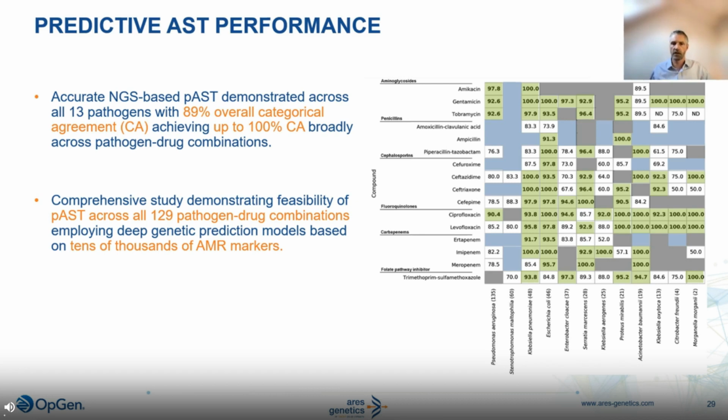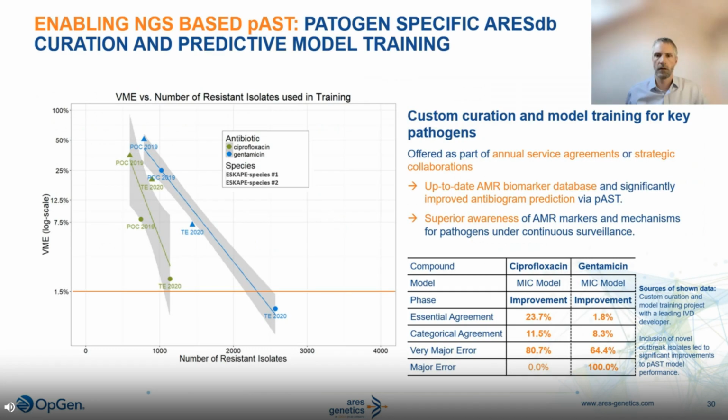Studies like this are not only important for clinical validation purposes. We also embrace them as they give our data science teams clear indicators on which pathogen drug combinations to focus our efforts on for predictive model development and for database curation. This slide shows the results of such an effort to improve model performance for a given drug-bug combination through focused biocuration and model training.